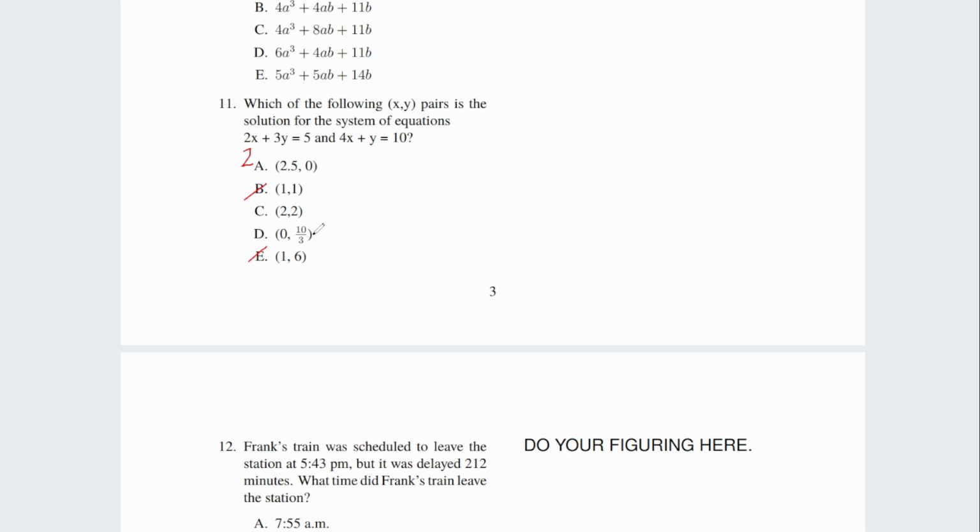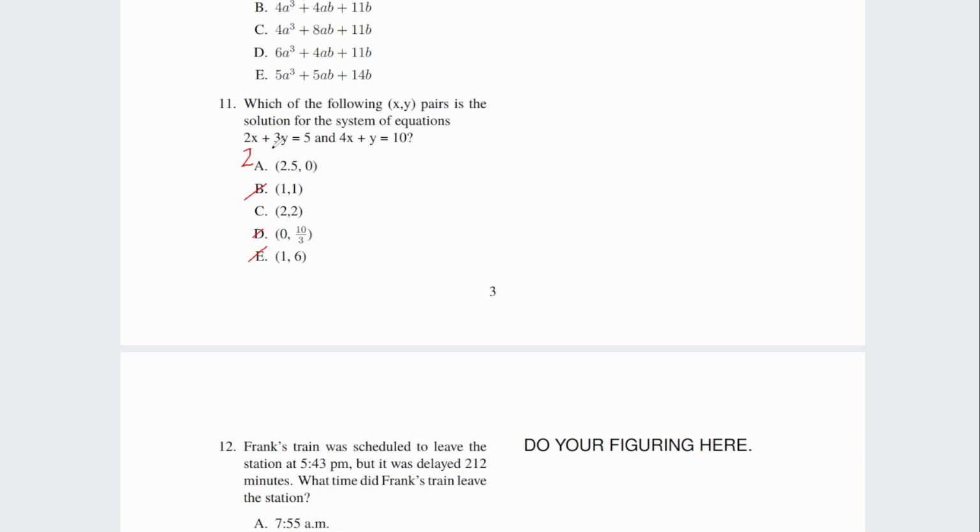Likewise, 0. Let's try out 0 and 10 over 3. So 0 plus 30 over 3 equals 5. Nope, absolutely not. 0 plus 30 over 3 equals 10. 2, 2, this one seems pretty promising.